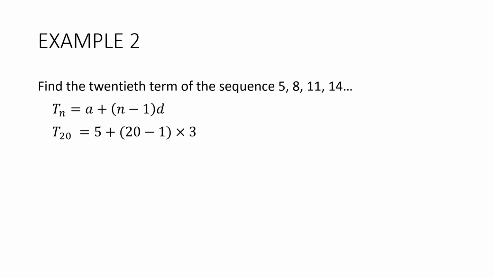Now, quick tip. I tend to always skip this step, and I'll just do that part in my head and go 20 take away 1 is 19. So I'll actually start here. T20 is equal to 5 plus 19 times 3. It just saves a little bit of working out. Into the calculator, the 20th term is 62.